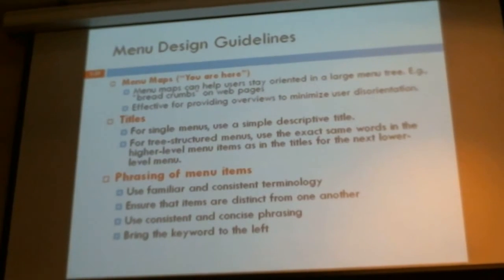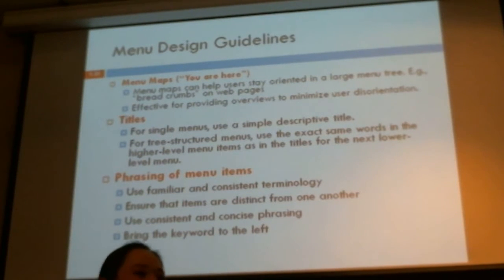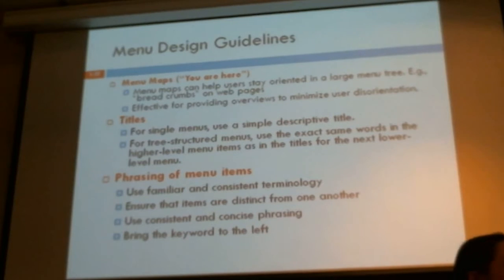Okay, so menu design guidelines. We like things that point out you are here, like menu maps. They can help users stay oriented to large menus, such as breadcrumbs on a web page. What do you think I mean by breadcrumbs? Yeah, so it's the whole metaphor of Hansel and Gretel, where they left a trail of breadcrumbs so they could get back home. What type of sites do you see breadcrumbs on very frequently?